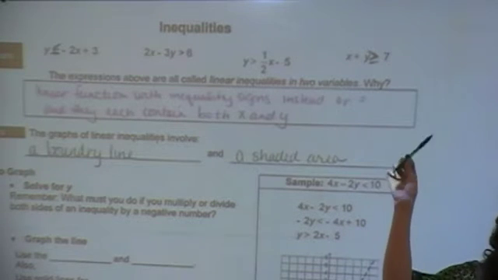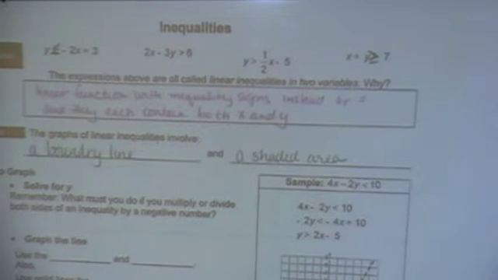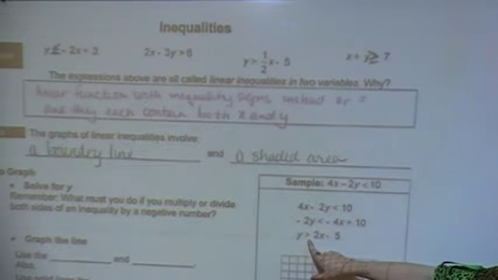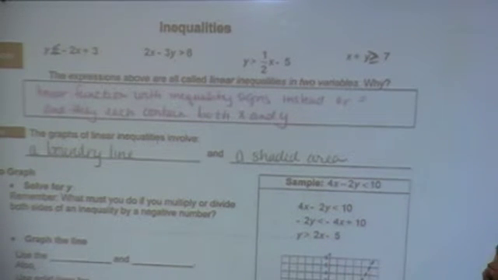Now, one little thing you got to remember about inequalities. When you multiply or divide by a negative number, your sign has to flip. Remember that? Don't forget, because it's hugely important. So that's what happened here. This was a less than sign to begin with, now it's a greater than sign. So they ended up with y is greater than 2x minus 5.